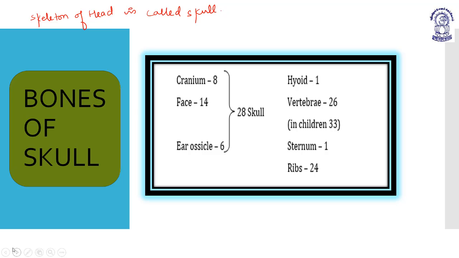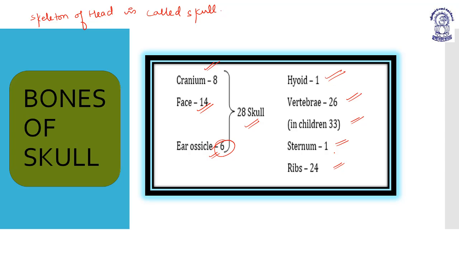Bones of skull. The skeleton of the head is called skull. The skull rests upon the upper end of the vertebral column, and its bony structure consists of the following parts. The cranium is made up of 8 bones, facial bones are 14, and ear ossicles are 6. So there are around 28 skull bones. Hyoid bone 1, vertebrae 26, in children 33, sternum 1, ribs 24. So these are the overall pictures.